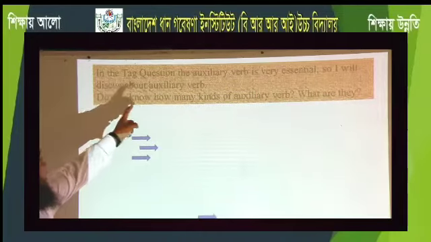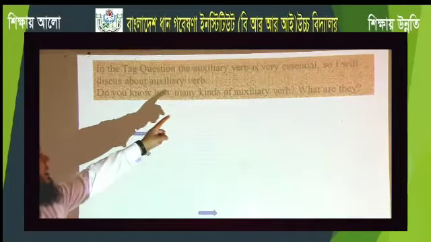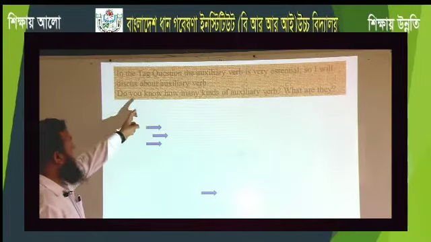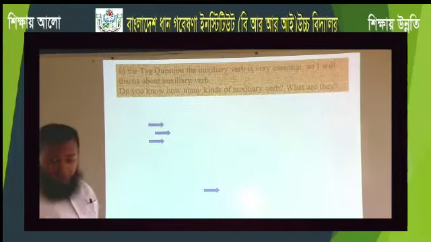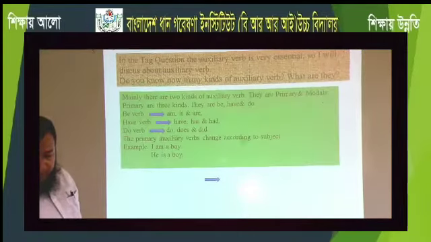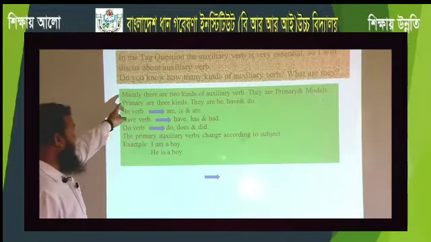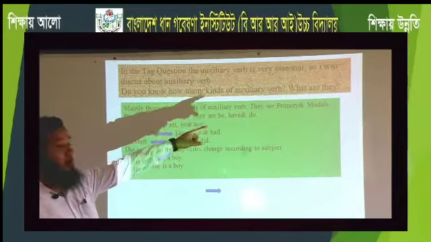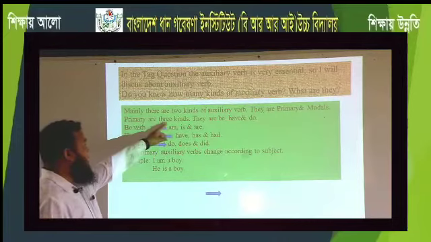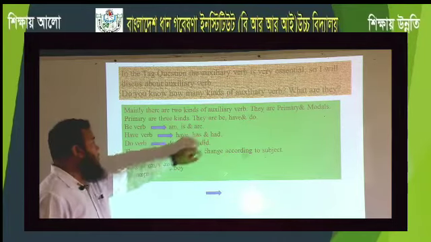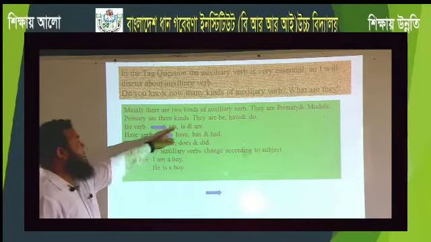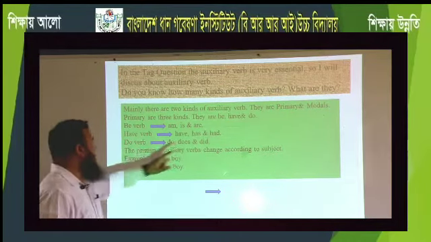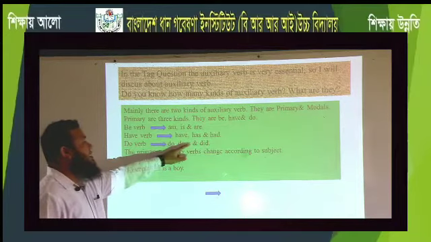Then, in the tag question, the auxiliary verb is very essential. So I will discuss the auxiliary verbs. Do you know how many kinds of auxiliary verbs there are and what they are? Look at those auxiliary verbs. Mainly there are 2 kinds of auxiliary verbs. They are primary and modals. Primary are 3 kinds. They are be, have and do. Be verbs are am, is and are. Have verbs are have, has and had, and do verbs are do, does and did.